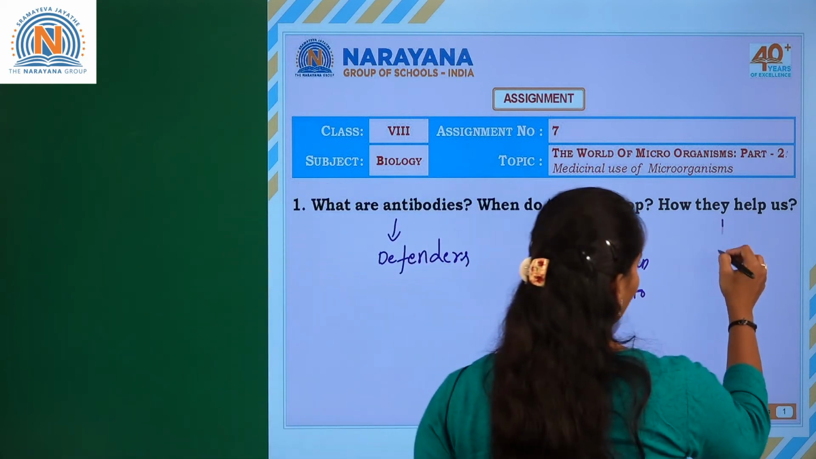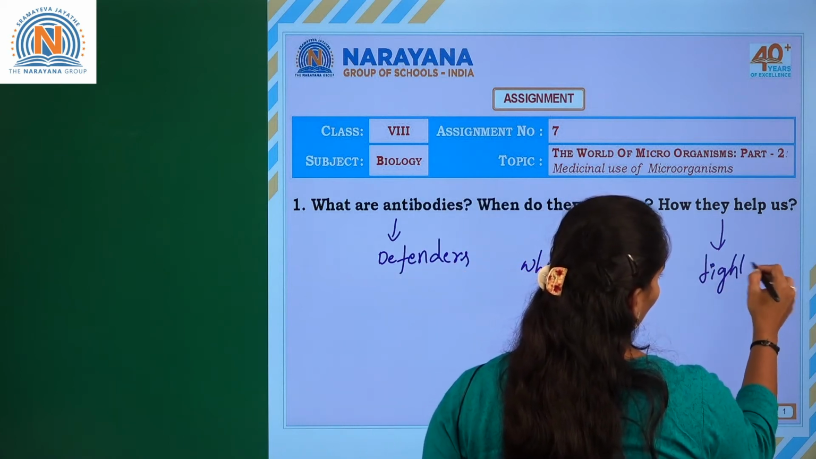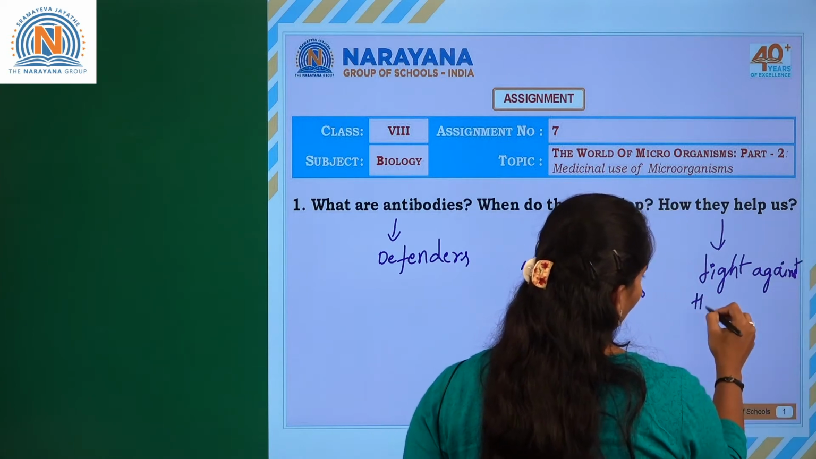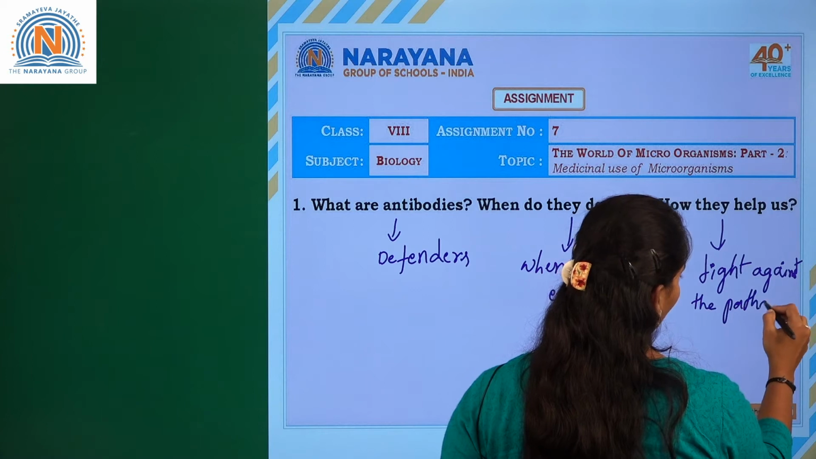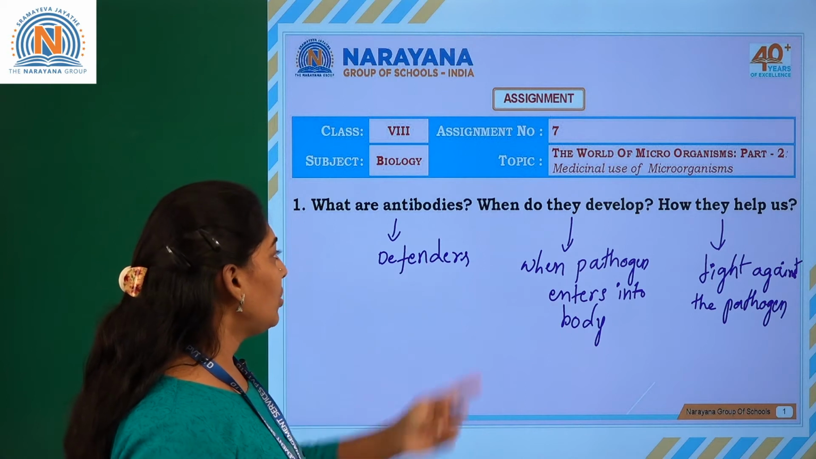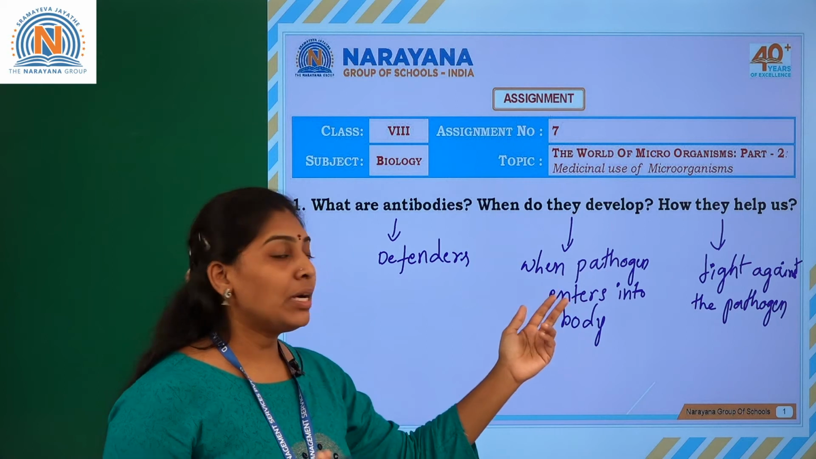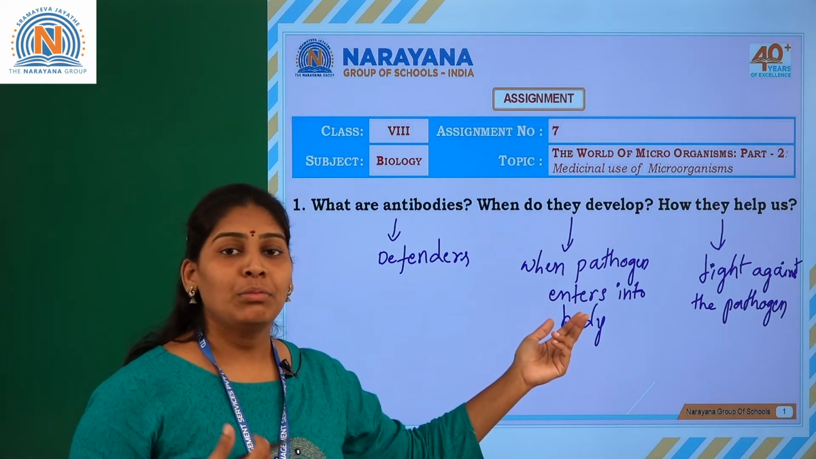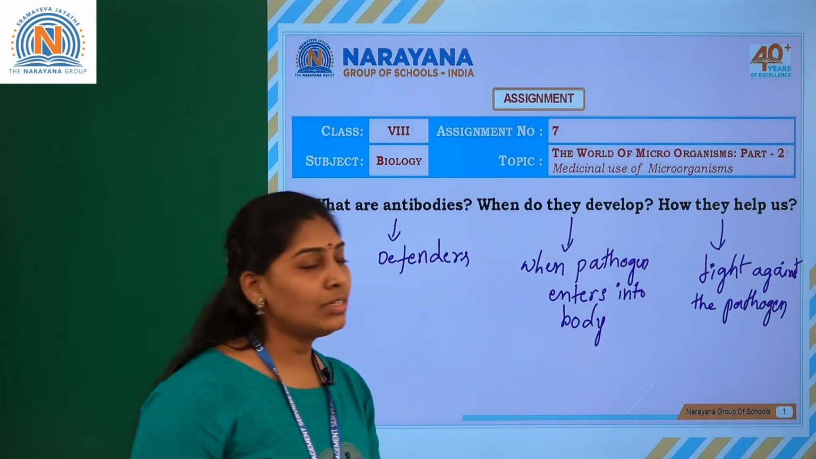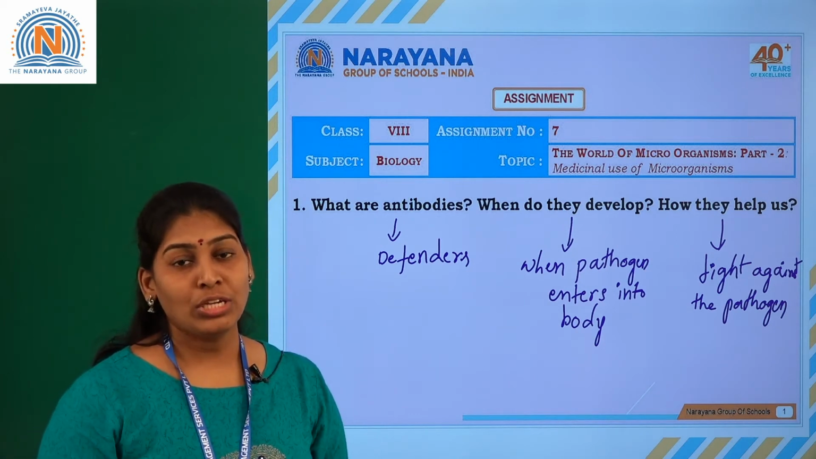Then how do they help us? They will fight against the pathogen. So these are the answers for these three questions. What are antibodies? Antibodies are nothing but defenders. When do they develop? When the pathogen enters our body, then antibodies are produced. How do they help us? They fight against the pathogen, to kill that pathogen.